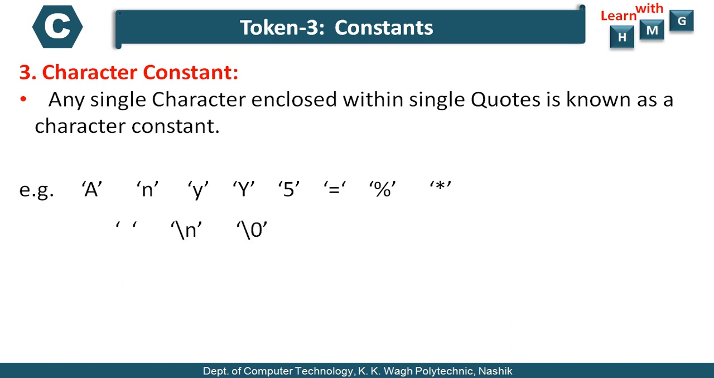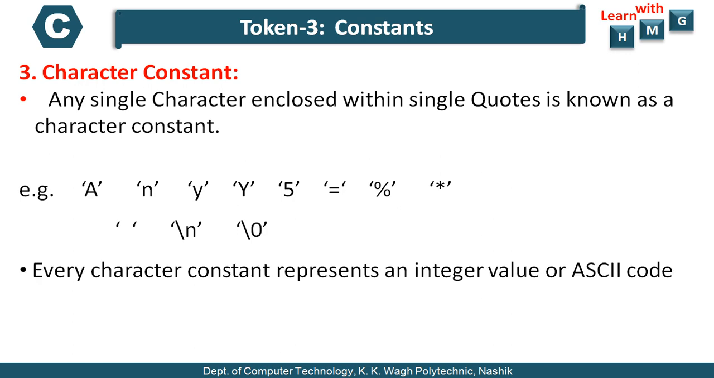Alphabets are there, a digit enclosed as a single character, equal to, then percentage and star, these are the symbols. Even you can enclose a space also, and there are certain special characters beginning with backslash, that is backslash n and backslash 0. Backslash n is the new line character, and backslash 0 is the null character. Like this, these are the character constants, and the speciality of a character constant is that it represents an integer value or ASCII code.